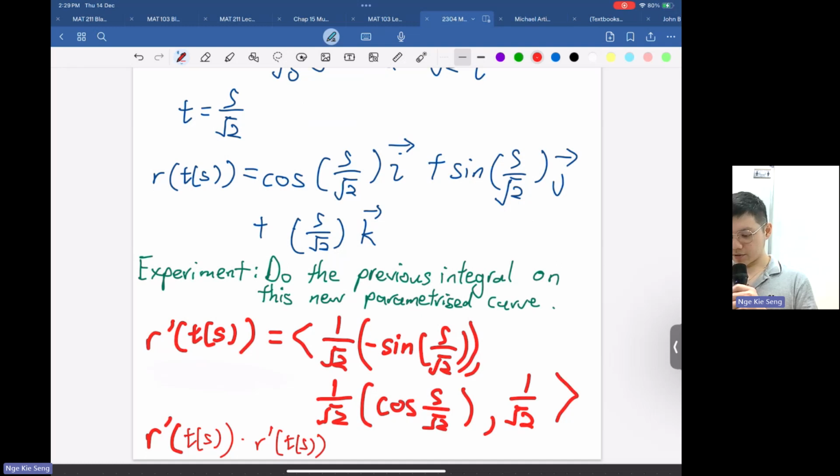Okay, let's compute this dot product first. What's the first term? 1 over 2 sine square of x over square root 2 plus 1 over 2 cos square of x over square root 2 plus 1 over 2. Altogether, you get 1. Square root of 1, you get 1.